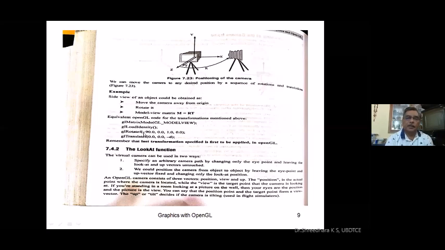Then glRotate with minus 90, because you are rotating in the anti-clockwise direction. Your angle will be minus 90, along the x-axis. Hence the x-axis rotation will be minus 90. Load this data into an identity matrix and put it into the model view matrix.